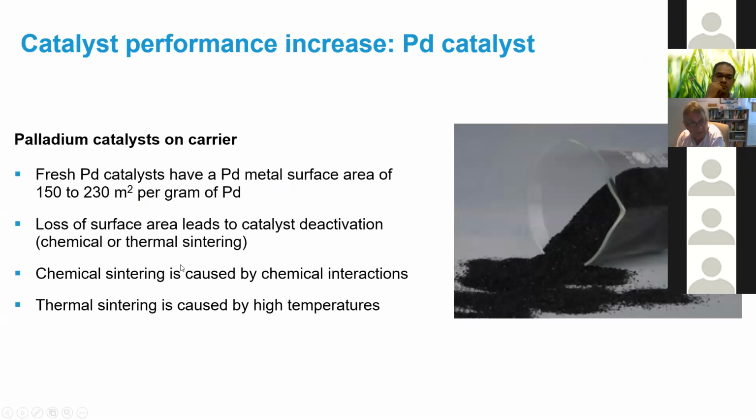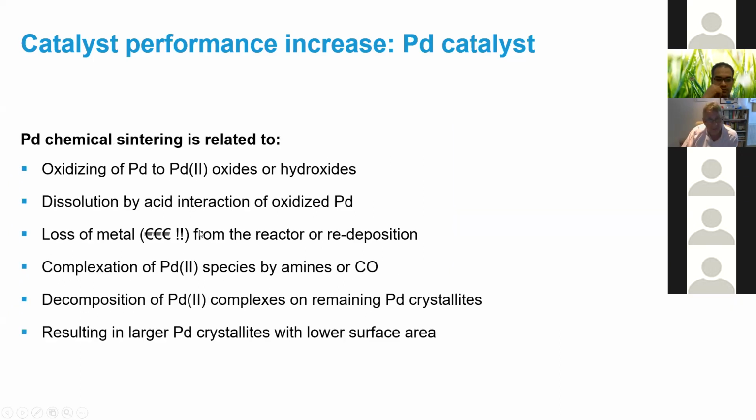A little bit about palladium catalysts on a carrier. If we're manufacturing a good fresh palladium catalyst, we'd like to get to between 150 and 230 square meters per gram metal area. Now, there are a number of ways that palladium can deactivate and lose its surface area. One of them is chemical sintering, another is thermal sintering, another is poisoning. But if we just have a look at the effects of sintering, well, if you're oxidizing metallic palladium to ionic palladium, palladium 2+ in this case, you're going to start to lose your valuable precious metal.